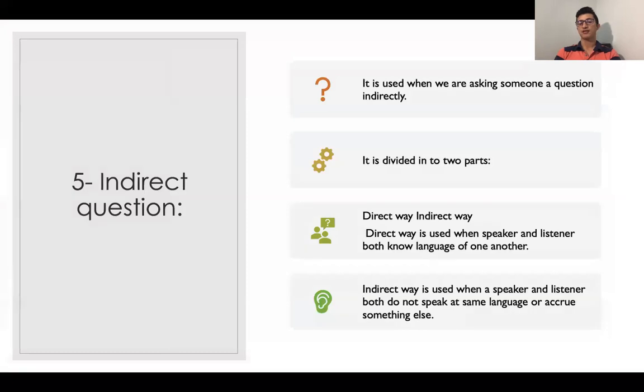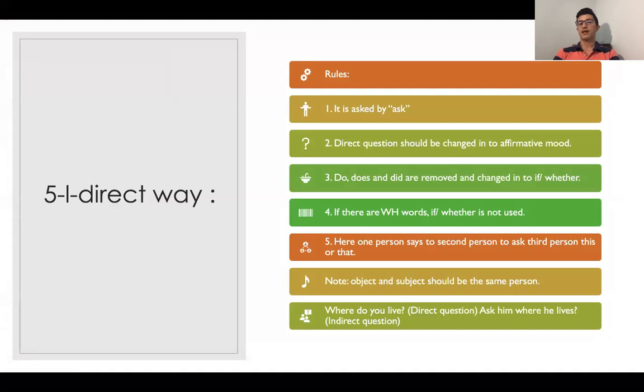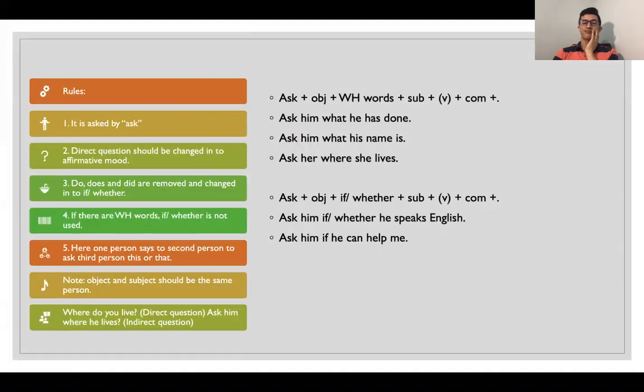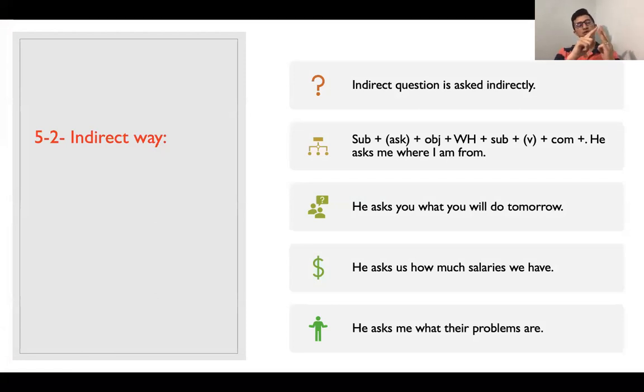Yesterday we studied that. We studied the indirect question, different examples, but we also studied that indirect questions can be asked in two ways, direct way and indirect way. We studied the direct way yesterday, but today we are going to study the indirect way. The direct way was when the first person asked a question about the third person from the second one. But today we are going to study the indirect way.